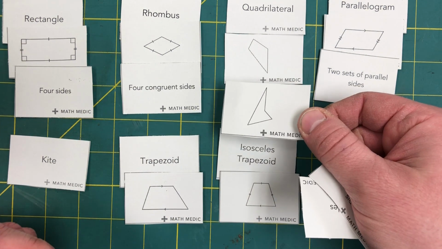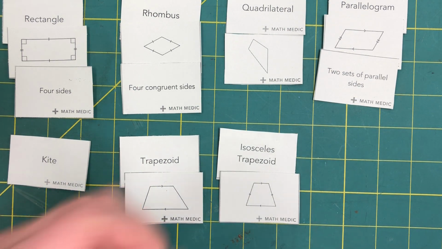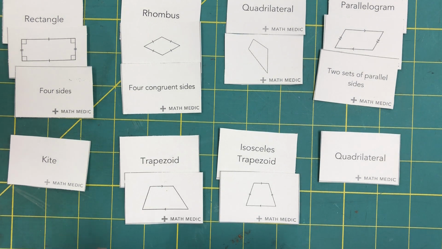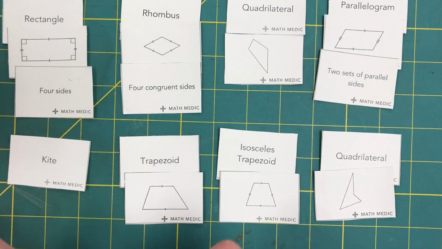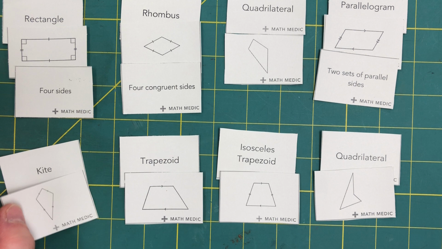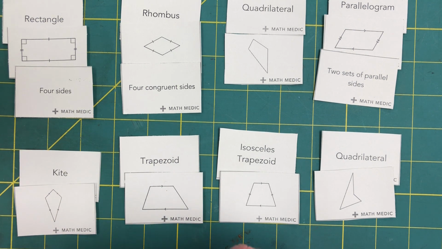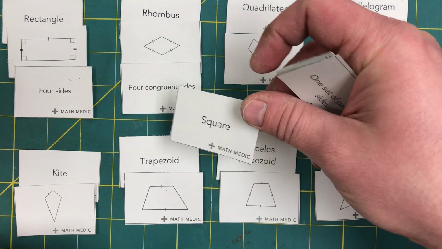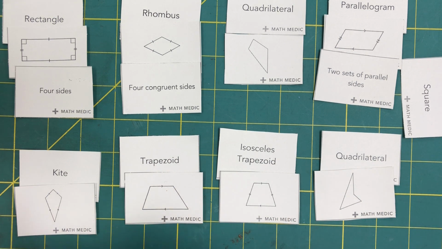Oh, here's another quadrilateral, interesting. Maybe we'll see another one of those. Yep, right there, boom, quadrilateral. Let's see. And I know we're missing at least one. Oh, here's the kite. It's funny, kite looks like a kite. The one that I'm missing is square. So I'll just put square off to the side.